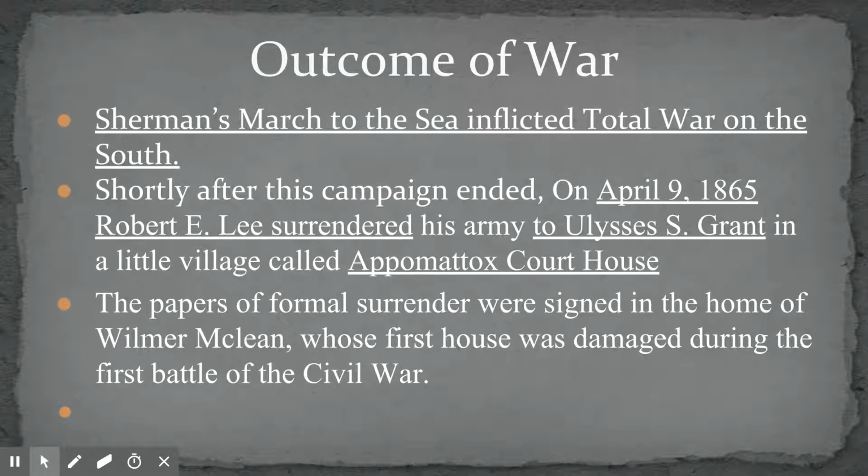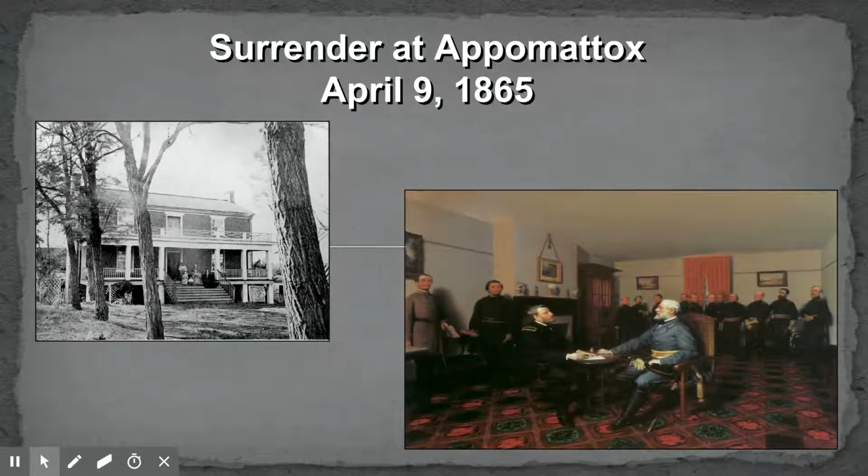So the outcome of war. Sherman's march to the sea inflicted total war in the South. Shortly after this campaign ended, on April 9th, 1865, Robert E. Lee surrendered his army to Ulysses S. Grant at Appomattox Courthouse, or in the village of Appomattox Courthouse, because that's actually the name of the town. It's not actually a building, per se. The papers of formal surrender were signed in the home of Wilmer McLean, and his house was actually damaged during the first battle of the Civil War. So here we have that official surrender, April 9th, 1865.